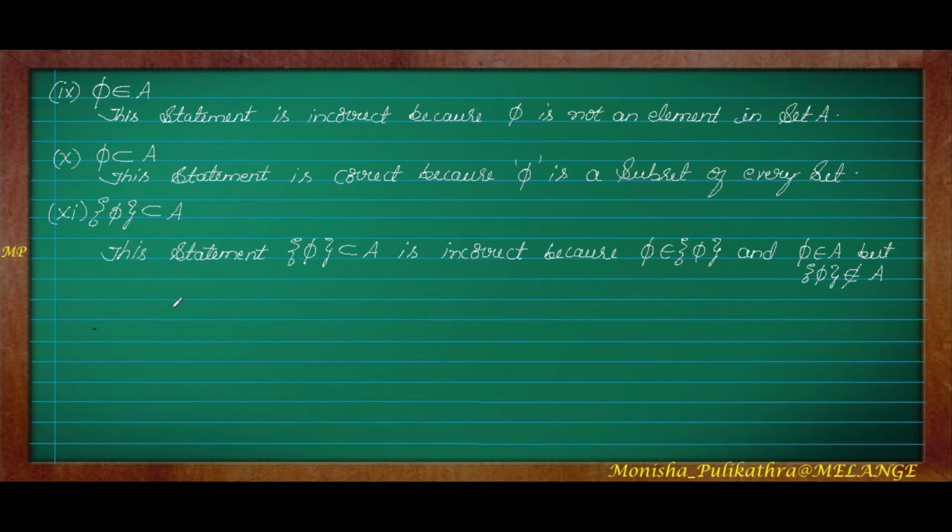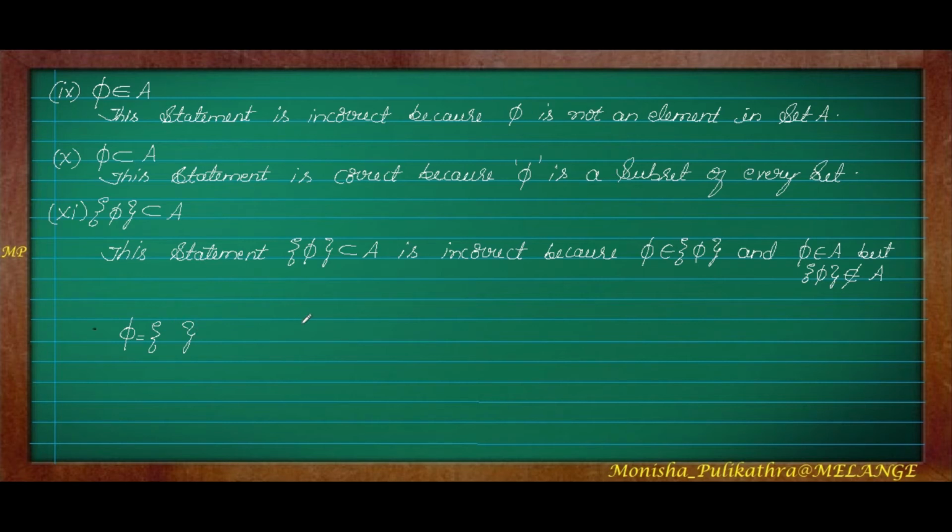Moving on to the 9th sub question. In the 9th sub question, this symbol signifies a null set. Null set means it has nothing. So a null set is an empty set. It has nothing. Okay. So null set belongs to set A. This statement is incorrect because the null set is not an element in set A. So a null set is always an empty set.